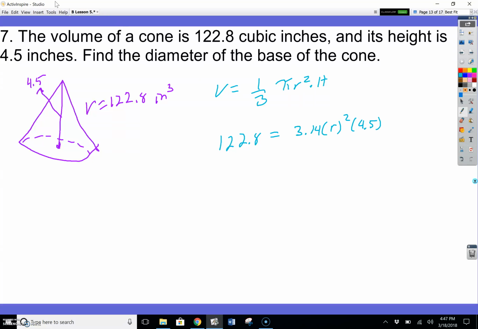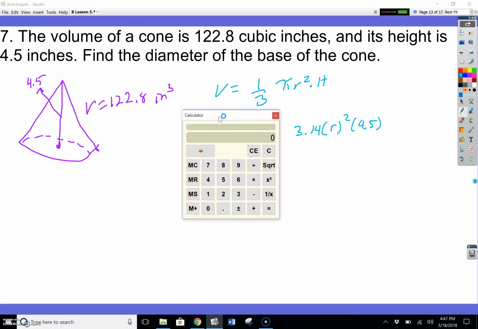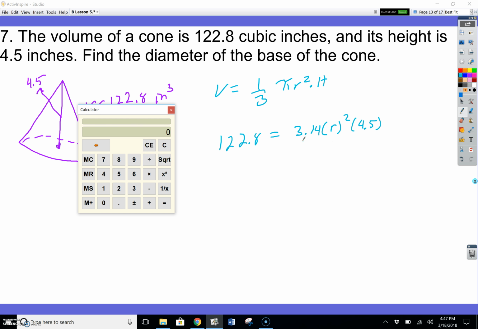Go ahead and take out your cell phone or your calculator. If you're using your iPhone, turn it sideways because we're going to have to use the square root button on these. The first thing I'm going to do is multiply 3.14 and 4.5, so we get an approximation of what the radius is. 3.14 times 4.5 is equal to 14.13.